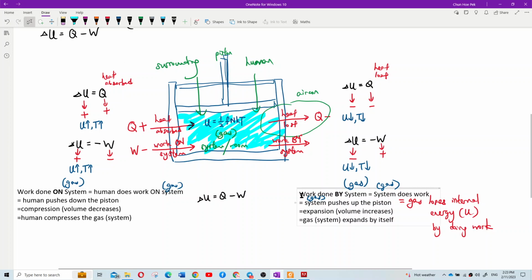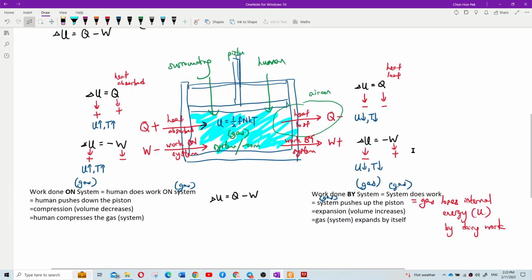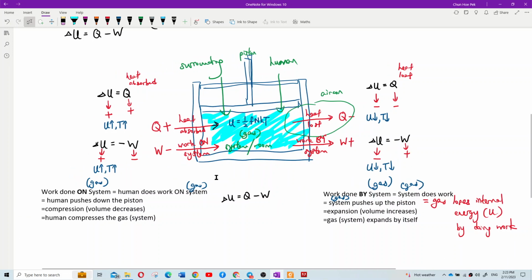So if work is done by the system, you must put work done as positive. Then you substitute W positive, negative multiplied by positive, you get delta U is negative. That means delta U negative means internal energy decreases, temperature decreases. So that's how it works, class. This is what we call the first law of thermodynamics. Understand, class?